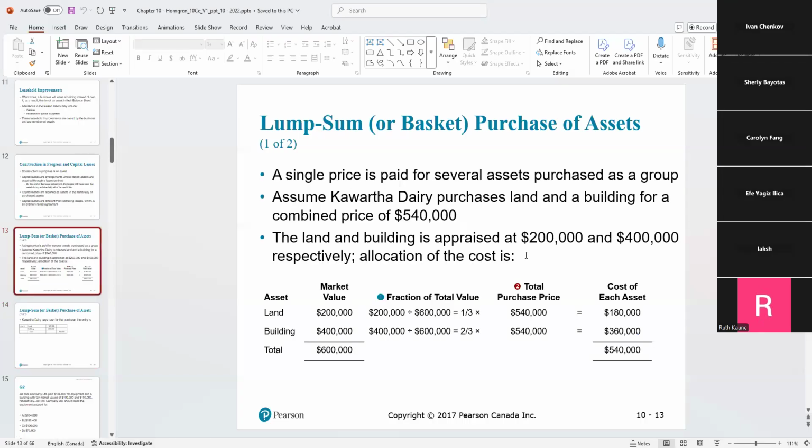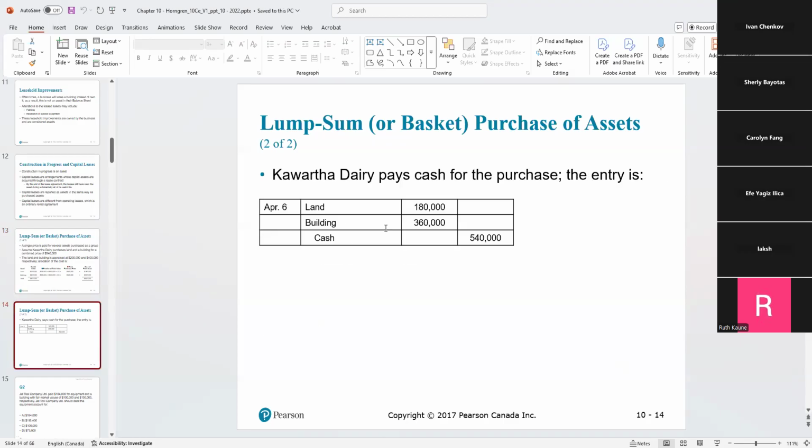And here, obviously, since I changed the numbers, we're going to come up with different percentages here, but at the end of the day, you're chasing the percentage of the land out of the total, building out of the total, applying those percentages to the $540,000 and getting the actual value that you're going to assign to the land and to the building based on the cash that you paid, not based on the market value, based on the cash. Why? Because we're recording the assets at cost.